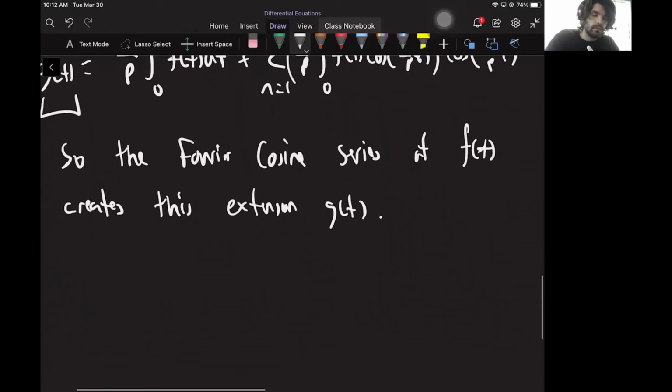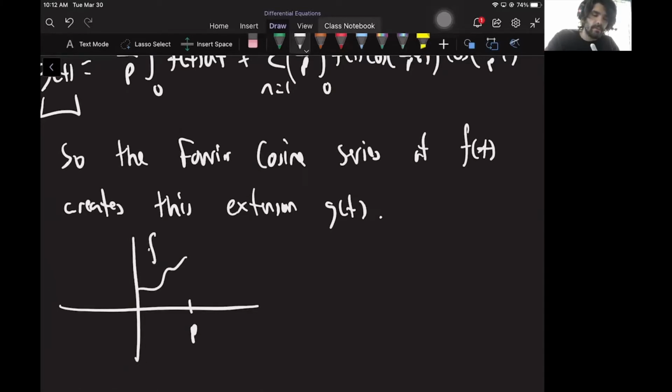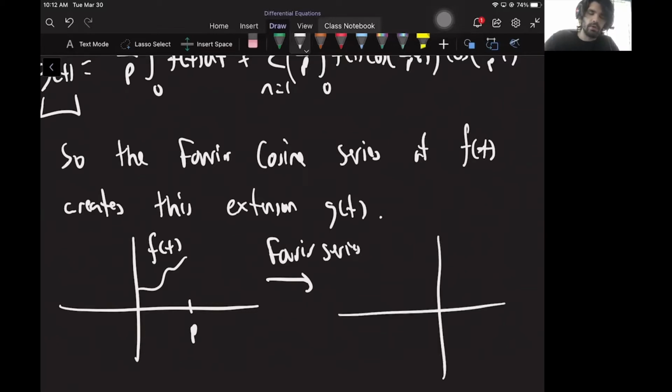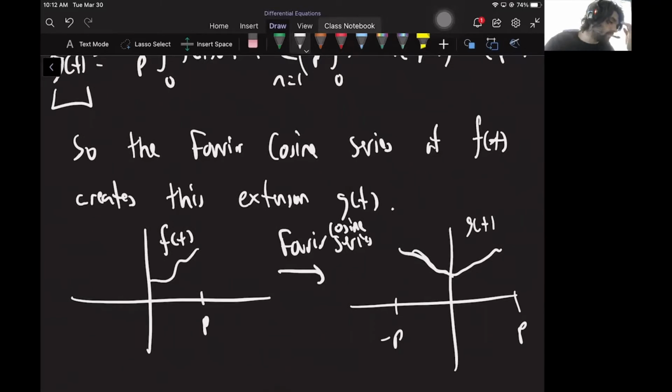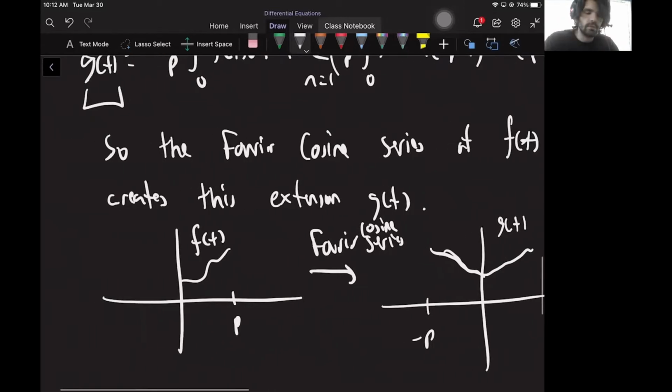So just to say it all again, if I have a function that's only defined here, then I create the Fourier series, the Fourier cosine series, meaning I only do the cosine terms, I don't do the sine terms. And that will create, I can't redraw the same picture, but it'll create the g of t. Okay, so that's interesting to do. We'll do an example later. So that's the first way to extend a function.